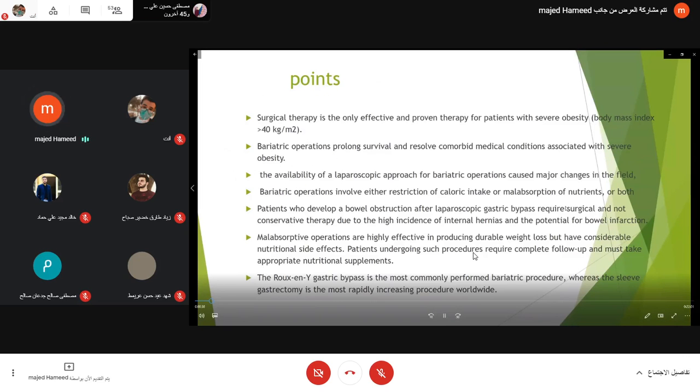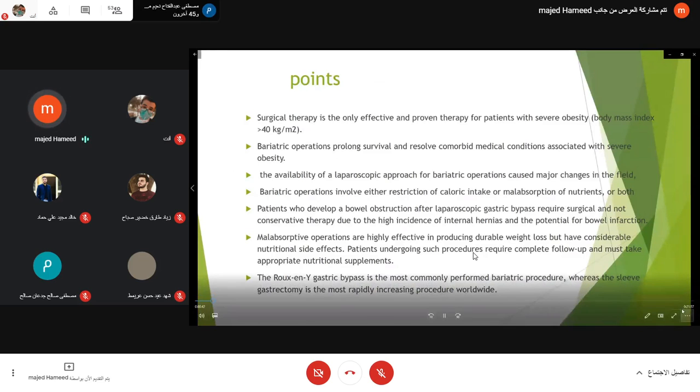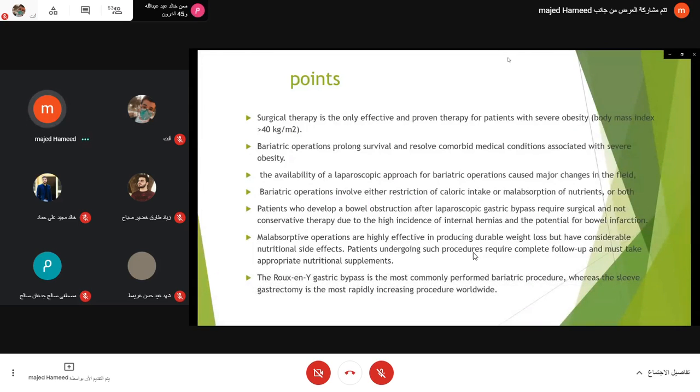Key points. Surgical therapy is the only effective and proven therapy for patients with severe obesity, body mass index over 40. Bariatric operations prolong survival and resolve comorbid medical conditions associated with severe obesity. The availability of the laparoscopic approach for bariatric operations has caused a major change in the field.